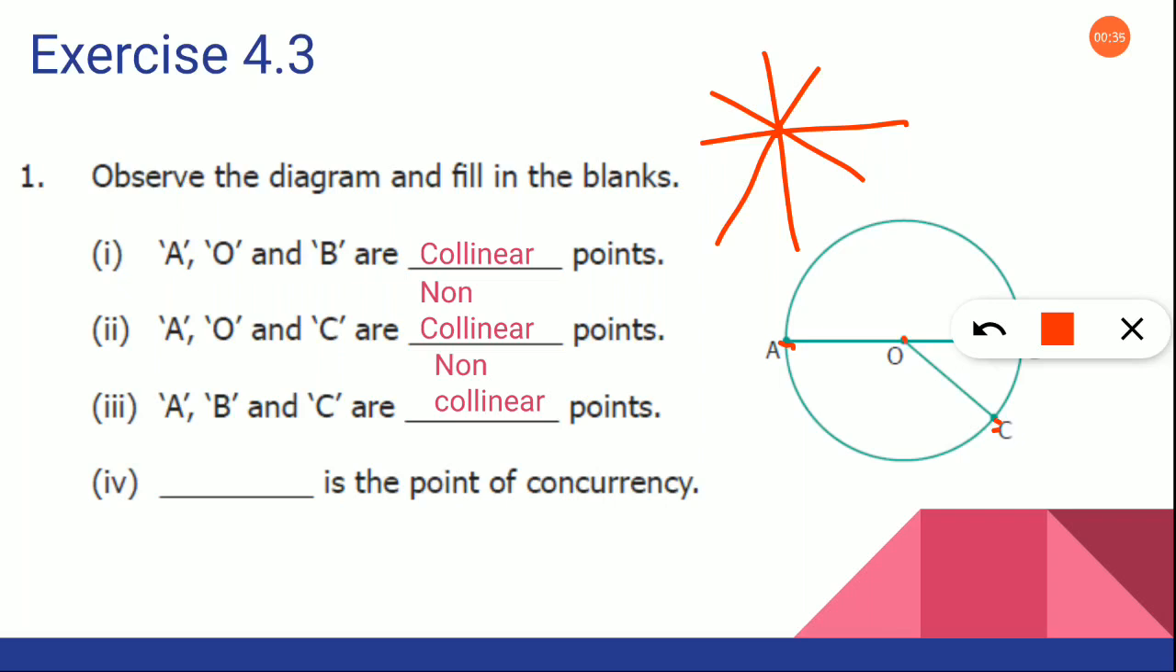Now look at this point O. The line AB also is touching here, and this line C is also touching this O. So shall we call this point O as the point of concurrency?